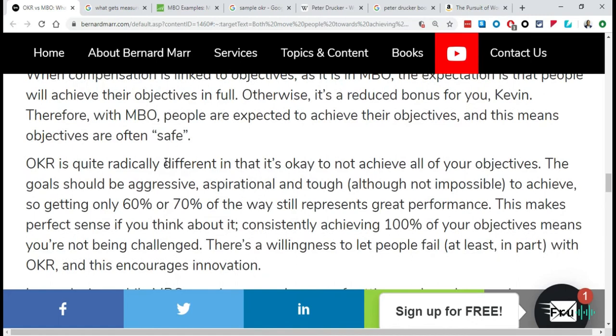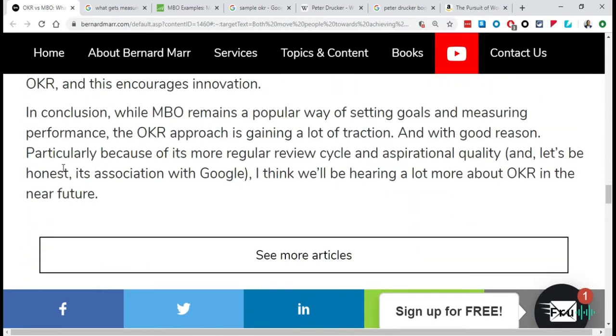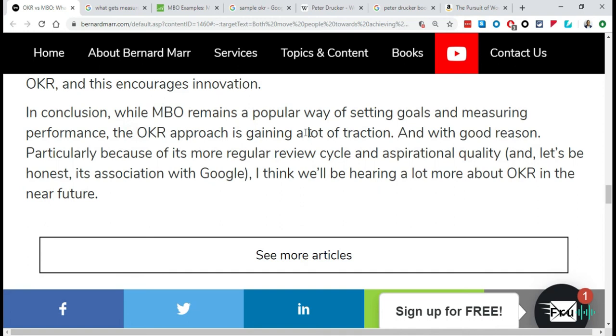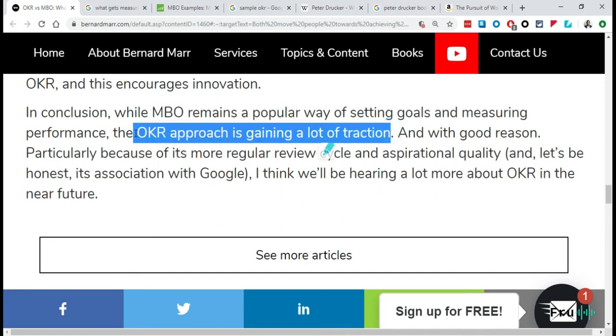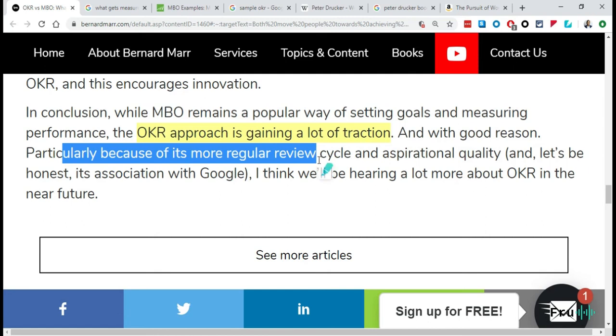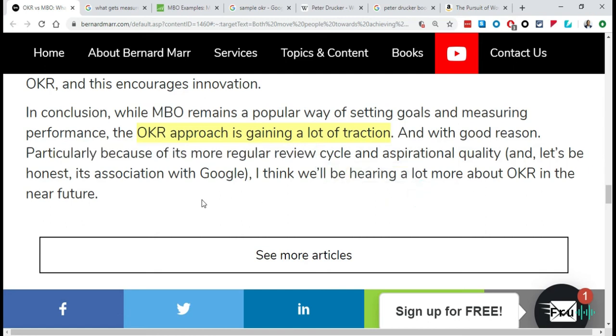All right, so that takes us through some of the differences, and then in conclusion here, while MBO remains a popular way of setting goals and measuring performance, the OKR approach is gaining a lot of traction. So OKR is gaining a lot of traction. Let's highlight that, and with good reason, particularly because of its more regular review cycle and aspirational quality. Its association with Google, of course, right? If you're associated with Google, people always think that that's premium, so there was some plus going for that. And I think we'll be hearing a lot more about OKR in the near future.